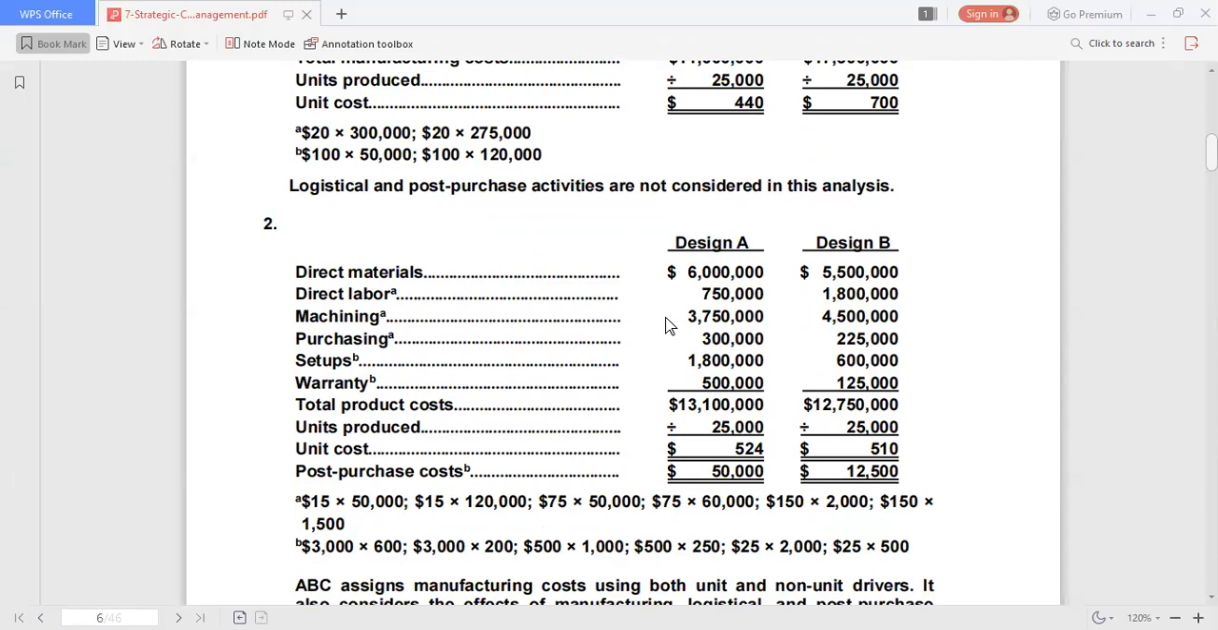And then for the warranty, we have 500 times 1,000 and 500 times 250. Now we get the total product cost, and we have to divide this by the number of units produced, and we get the unit cost.